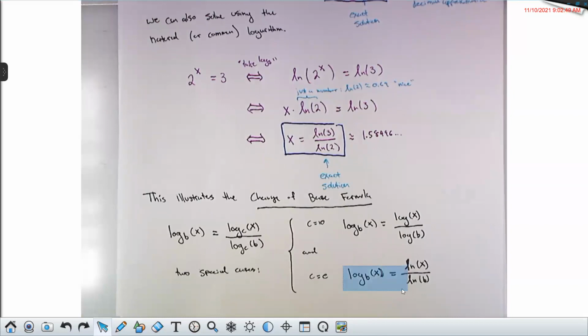So if you're given some funky base logarithm that you need to compute, it's the natural log of the inside over the natural log of the base. That's the way to do it. Now, in practice, as we solve equations, you just leave your exact solutions like this, right? This is the nicest way to write that exact solution, because it's easy to punch into a calculator and get a feel for how big that number is.